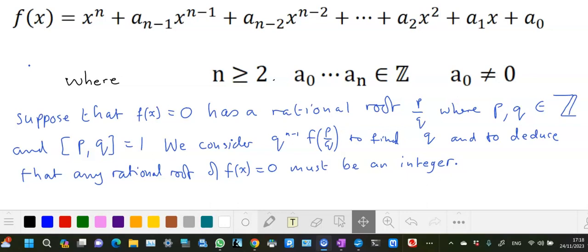We're asked to suppose that f(x) = 0 has a rational root p/q, where p and q are members of the integers and they have no common divisor greater than 1. That is, that they are relatively prime. We're then asked to consider the product q^(n-1) times f(p/q), to find q and to deduce that any rational root of f(x) = 0 must be an integer.